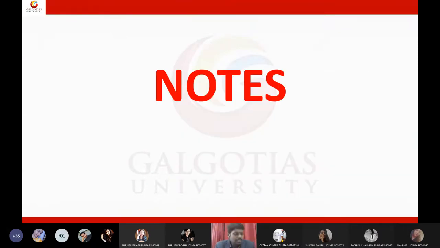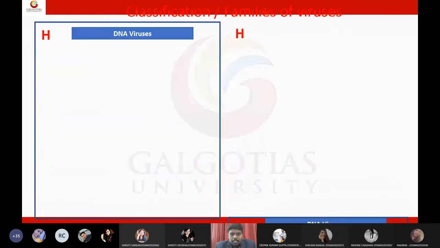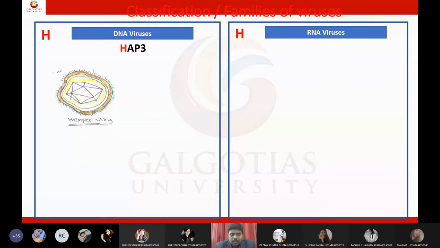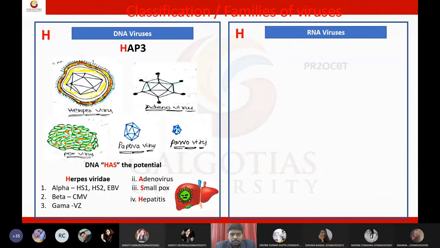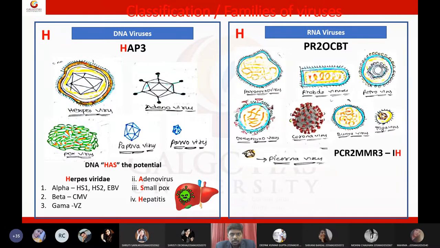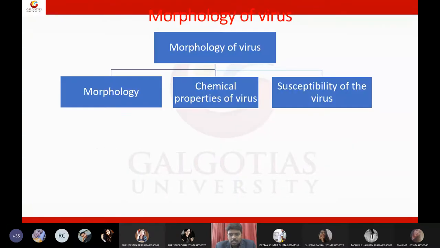So coming to the actual notes, today I will try my level best to complete viral morphology. So today let us discuss viral morphology in detail. So I'm just removing all these things. Classification is very important. You must work on it, okay?